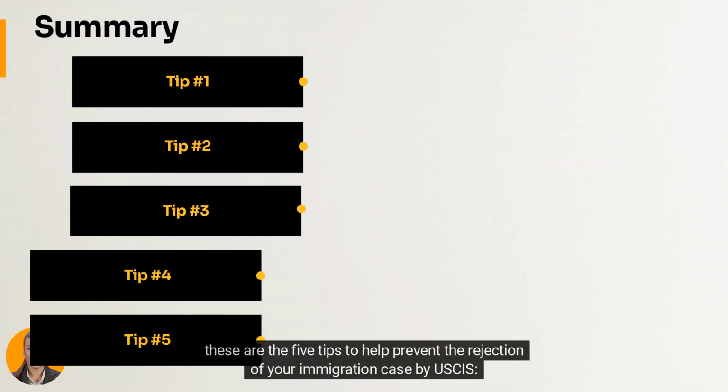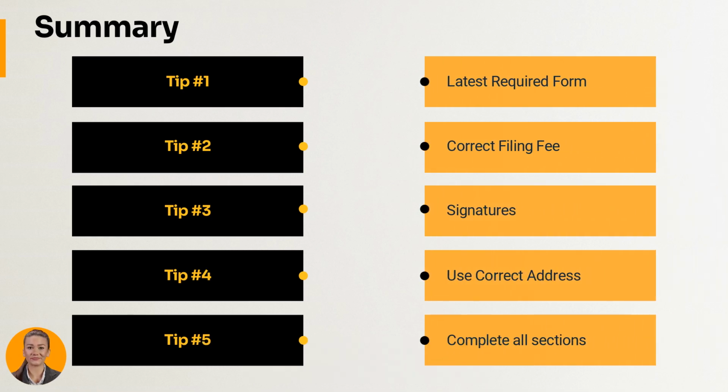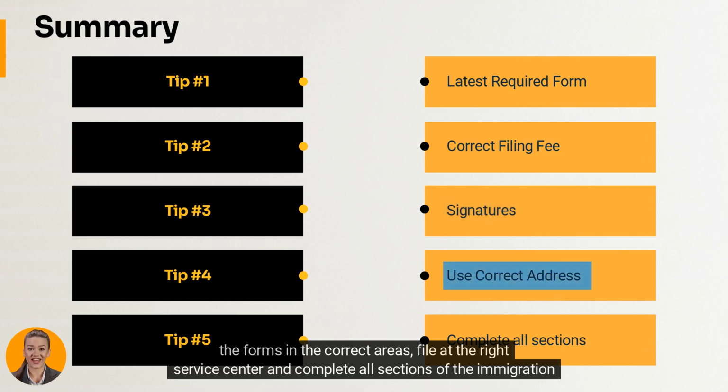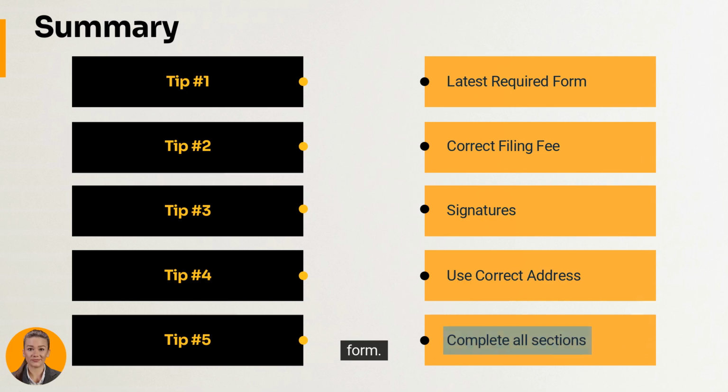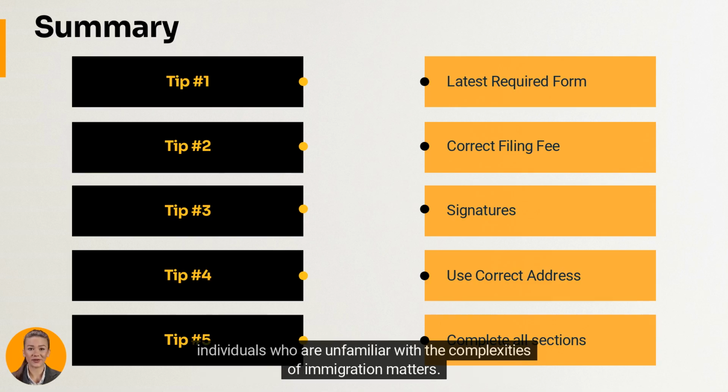To summarize, these are the 5 tips to help prevent the rejection of your immigration case by USCIS. Use the latest version of the relevant immigration form, include the correct filing fees, sign and date the forms in the correct areas, file at the right service center and complete all sections of the immigration form. It is important to note that these tips address potential mistakes that can easily be made, particularly by individuals who are unfamiliar with the complexities of immigration matters.